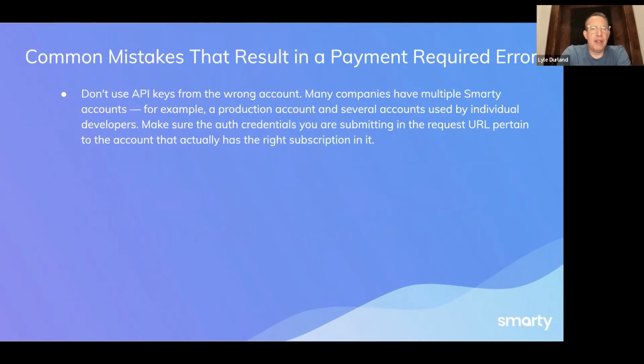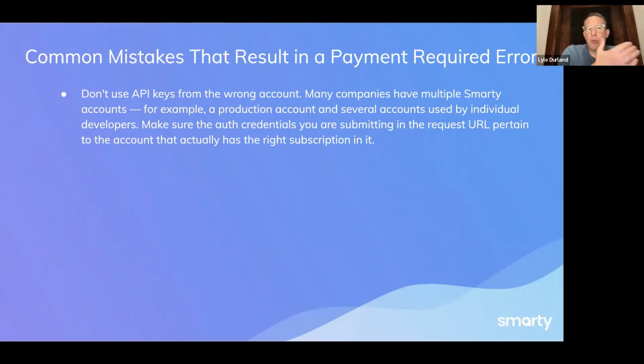Okay, jumping in then to common mistakes that result in a payment required error. Don't use API keys from the wrong account. That one seems kind of obvious. Many companies have multiple Smarty accounts, for example, a production account and several accounts used by individual developers. Make sure the auth credentials you are submitting in the request URL pertain to the account that actually has the right subscription in it. We definitely see this from time to time.